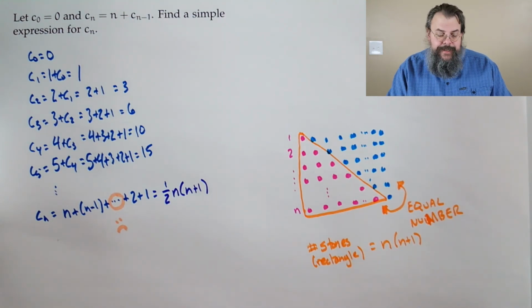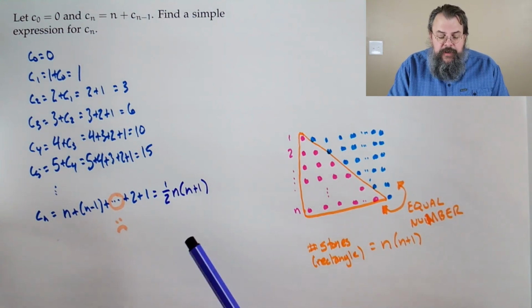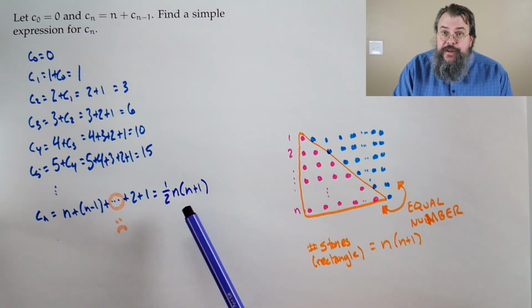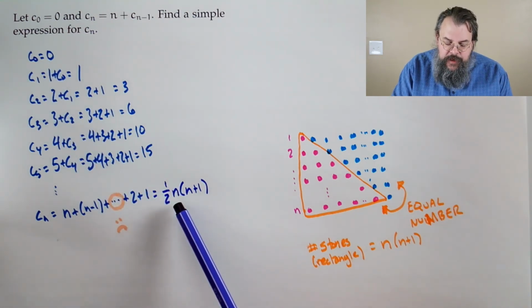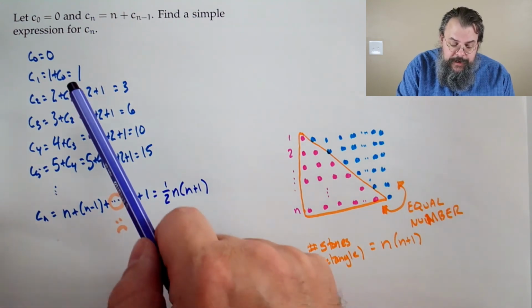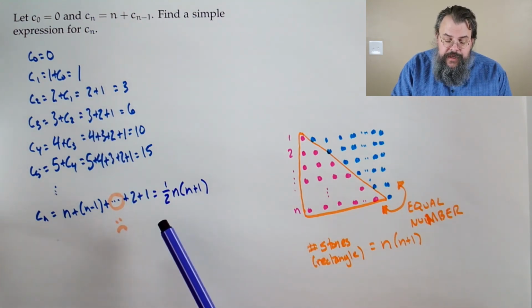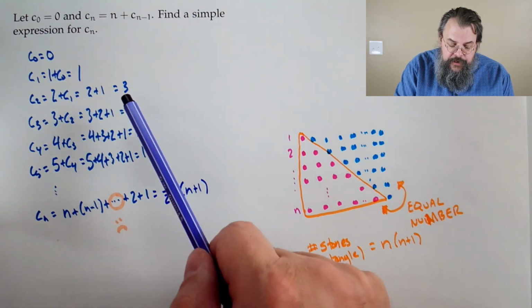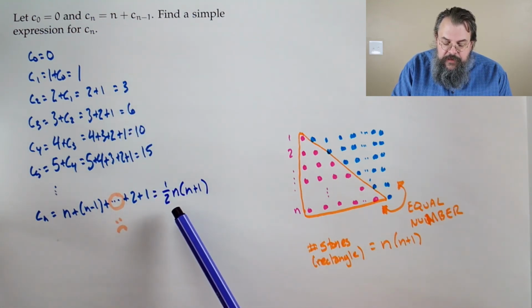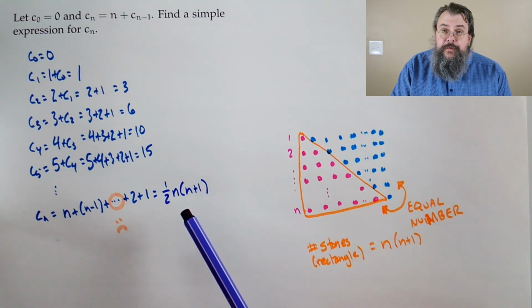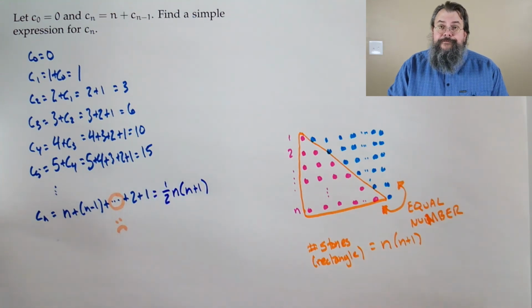Let's check that. Let's plug in 0. 1/2 times 0 times 1, 0. Plug in 1. 1/2 times 1 times 2, 1. Plug in 2. 1/2 times 2 times 3, 3. Let's skip to 5. 1/2 times 5 times 6. Well, that's going to become 5 times 3, 15.